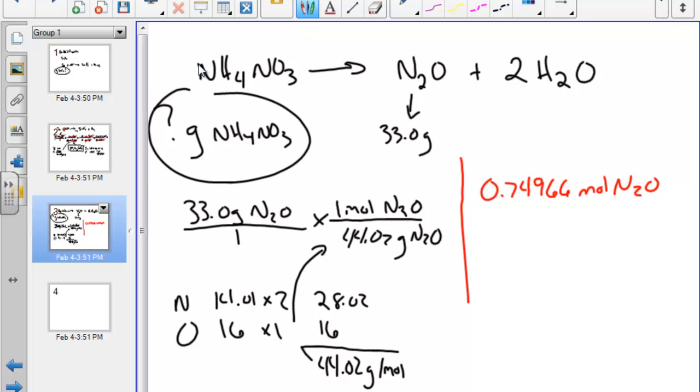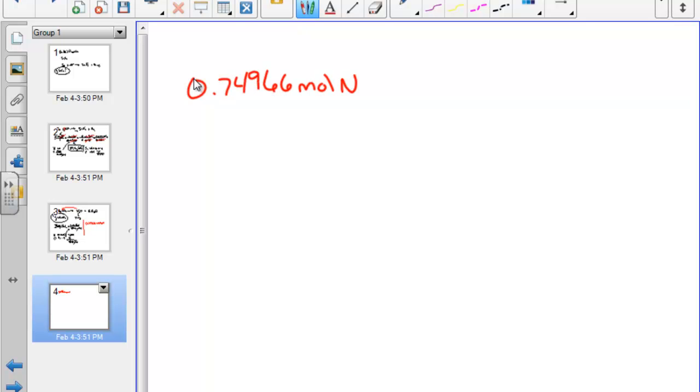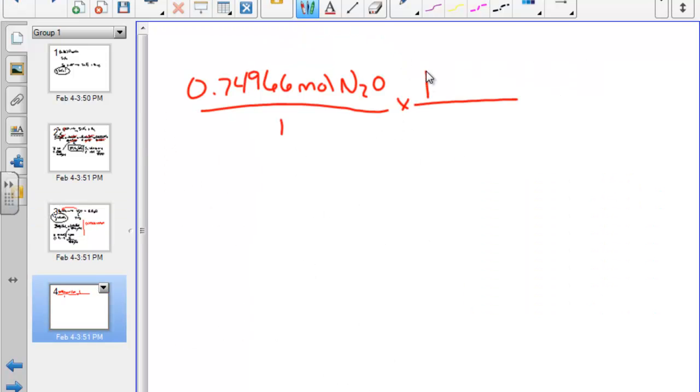Now I'm going to continue. I need to go from moles of N2O, and I'm going to ratio that to my unknown. Now that I have it in moles, I'm going to ratio N2O to NH4NO3. So we had 0.74966 moles N2O. Based on my balanced equation, it's a 1-to-1 ratio. 1 mole NH4NO3, 1 mole N2O equals 0.74966 moles ammonium nitrate.